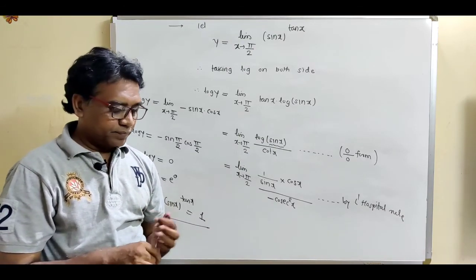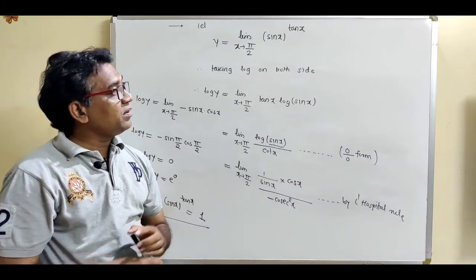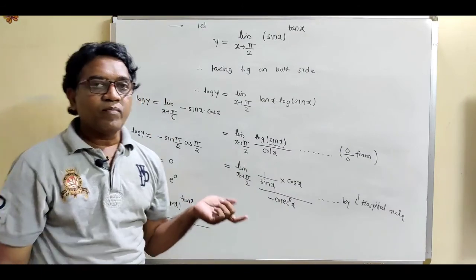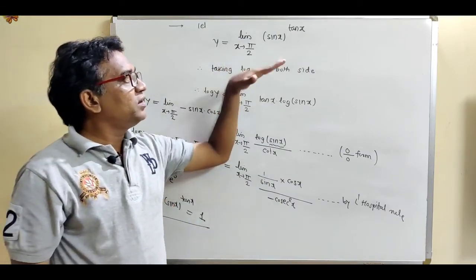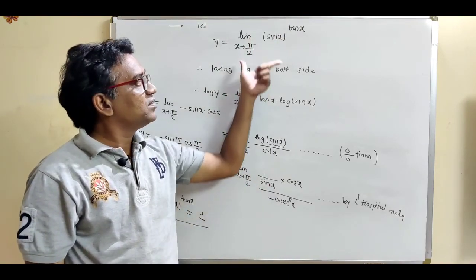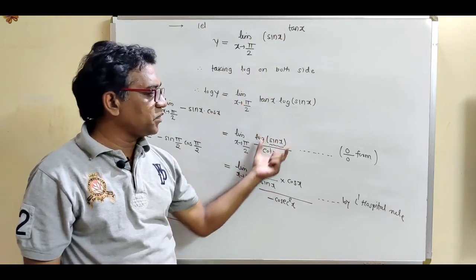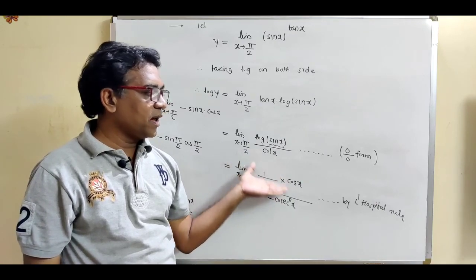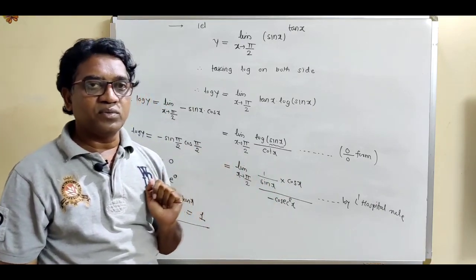So see, this is our new topic of discussion. If the limit form contains a function raised to another function, then how to convert such a type of limit form in terms of division so that we can apply the L'Hopital rule. Thank you.